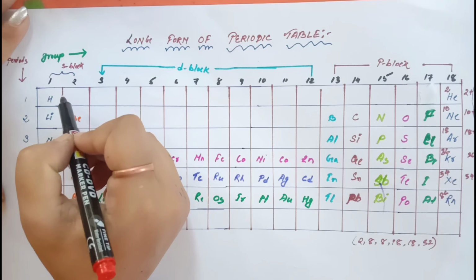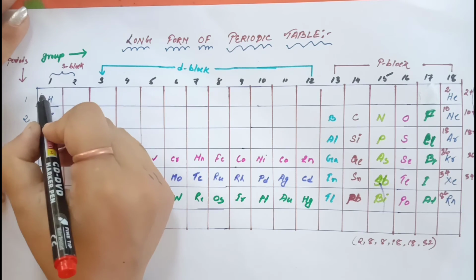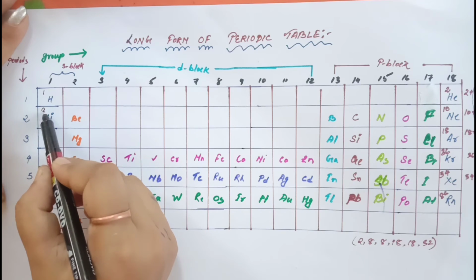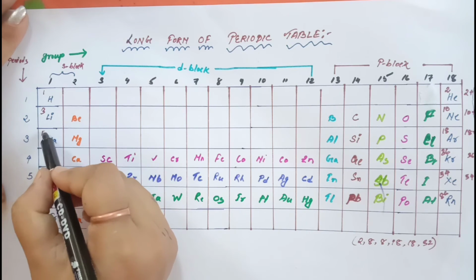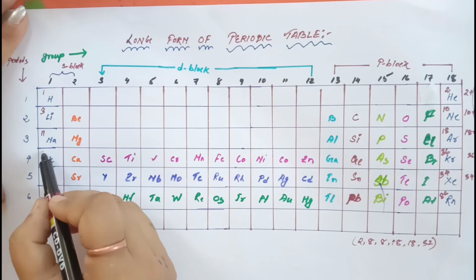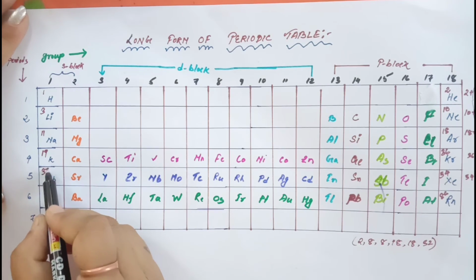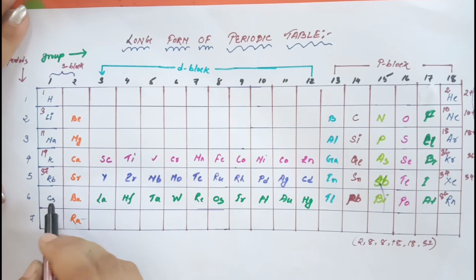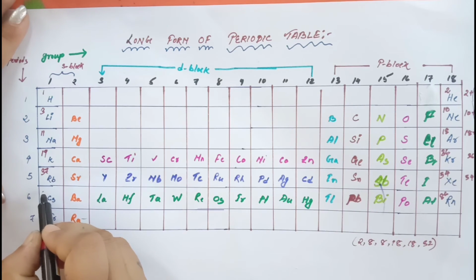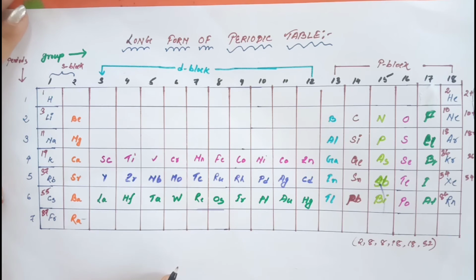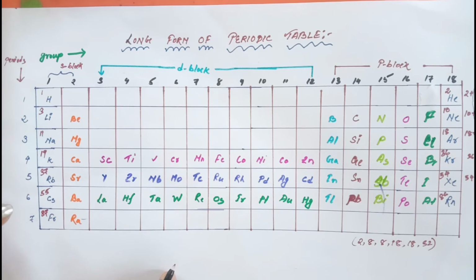Now see, the atomic number of hydrogen is what? 1. So after adding 1 plus 2, that is 3, 3 plus 8, 11, 11 plus 8, that is 19, 19 plus 18, that is 37, 37 plus 18, that is 55, and 55 plus 32, that is 87. So these are the atomic numbers of the first group elements.